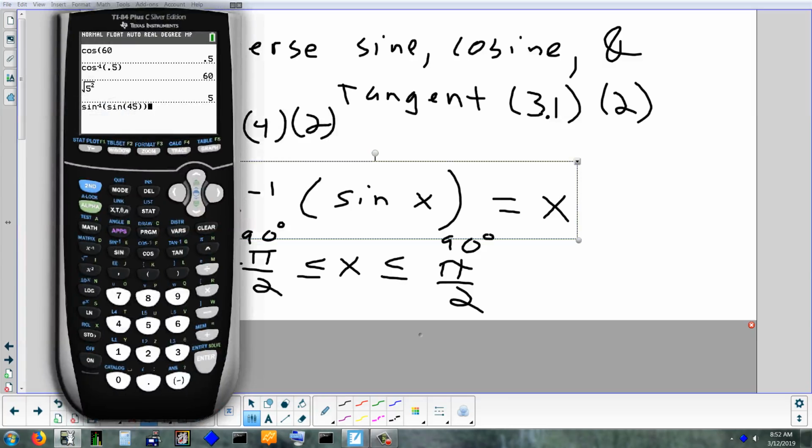So when I hit enter, what should I get according to that formula? 45. Yep, I should get 45. Does anyone think I'm going to get something different? No? Let's try it. So we get 45. Right. Kayla, can you give me another angle between negative 90 and 90?